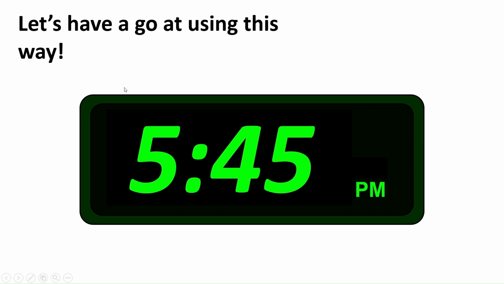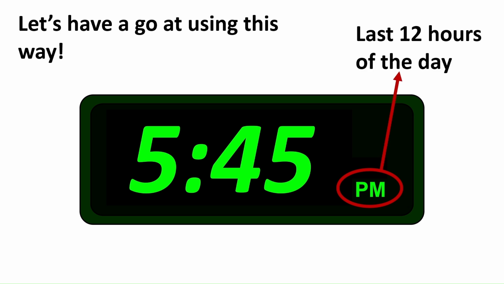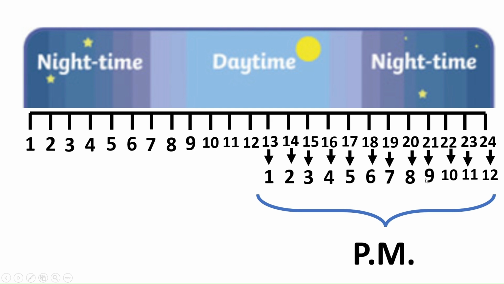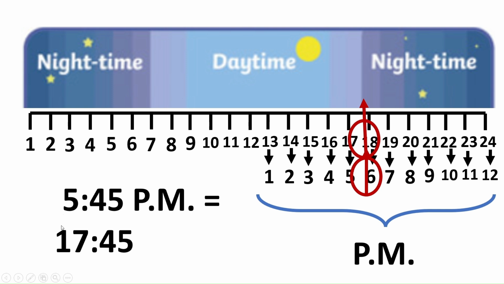Let's have a look at a similar clock, except we can see that the ending says PM instead of AM. We know that this ending means that we are talking about the last 12 hours of the day. So if we go back to our timeline, we can see that we're talking about the numbers here. We remember that we were talking about 5:45, so somewhere in between the 5 and the 6. We can draw an arrow going up, and we can see that 5:45 is equal to 17:45, which is about where it starts to turn nighttime. So 5:45 p.m. is equal to 17 hours and 45 minutes.